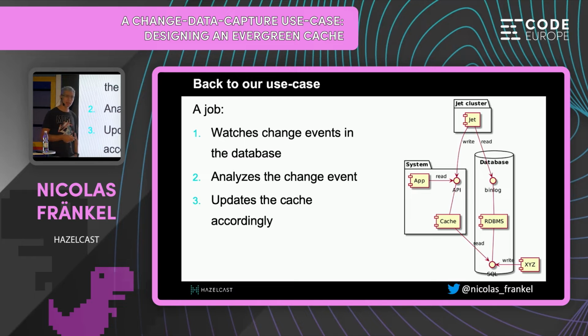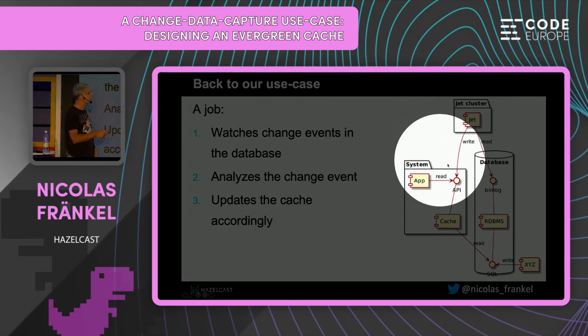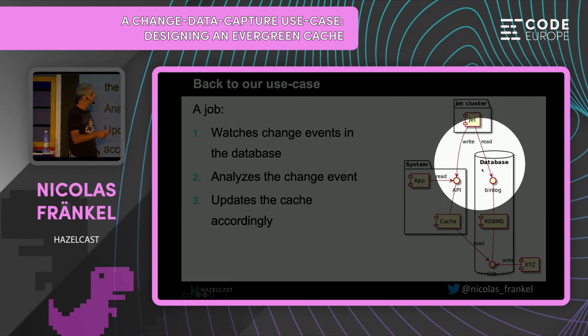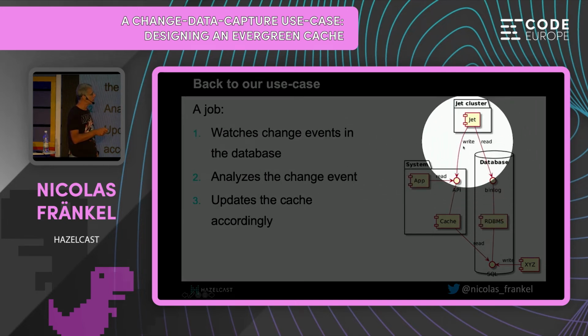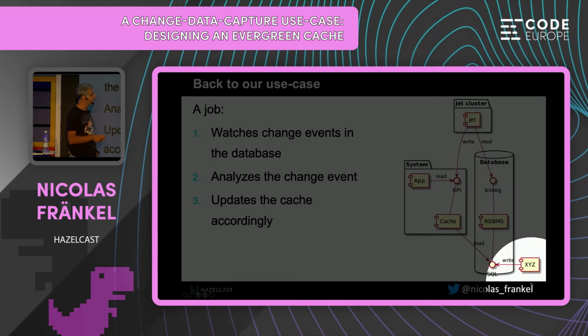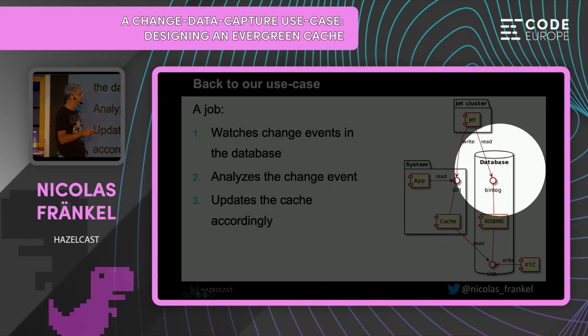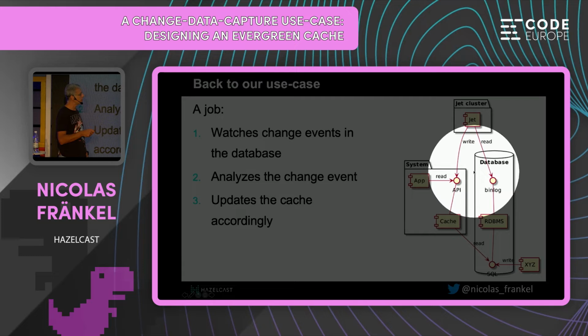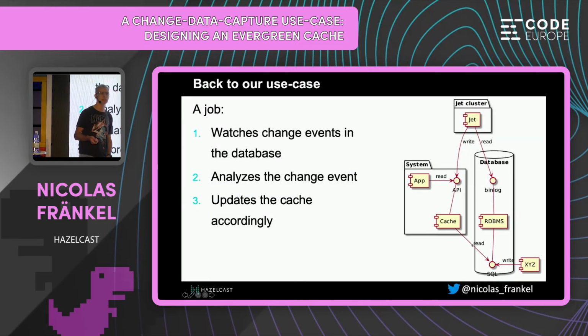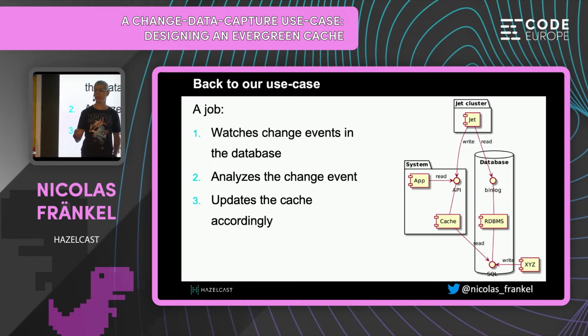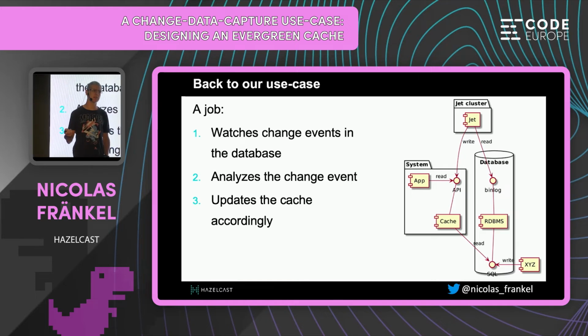So I still have my application, I still have my cache, I still have this component that, I wouldn't say fuck my cache, but breaks my cache. And then what I will add is a job that reads from the bin log and writes to the cache. So every time this component writes into the database, the job will write into the cache. So the application will always be reading good data, not stale data, up-to-date data.